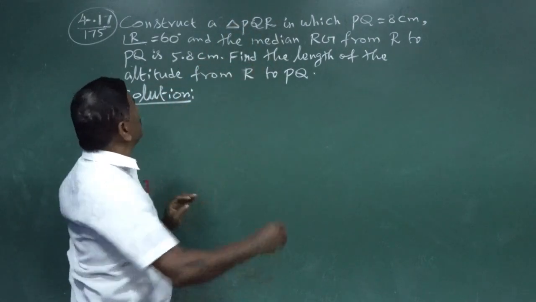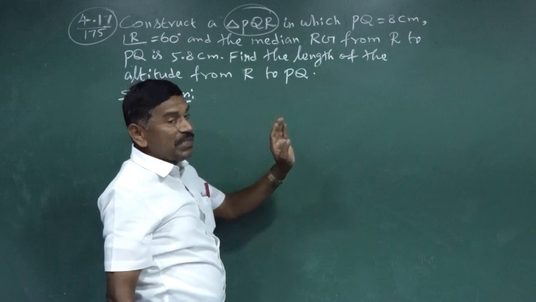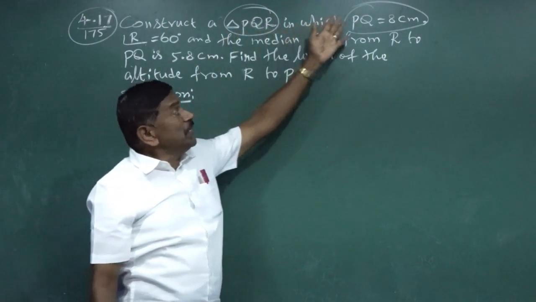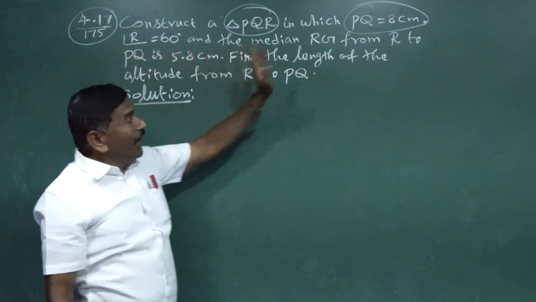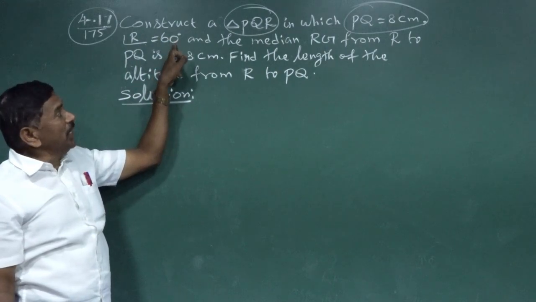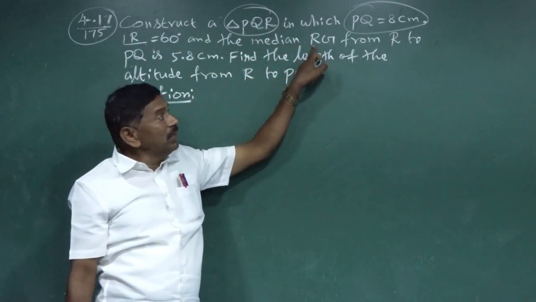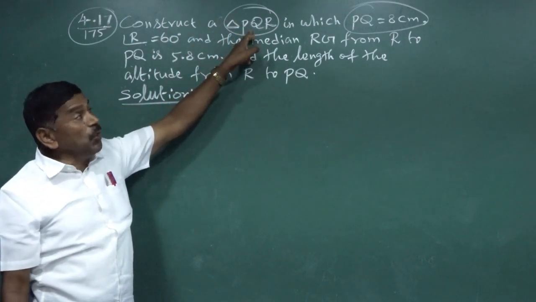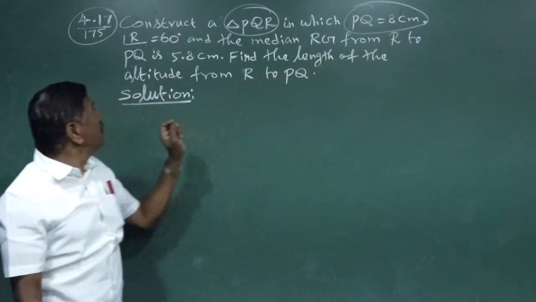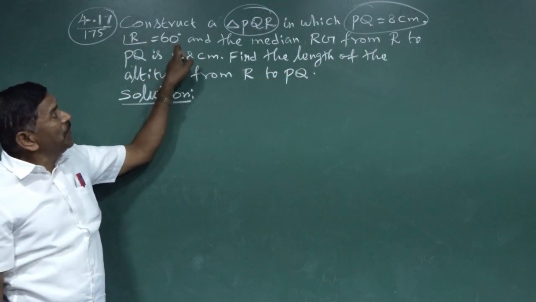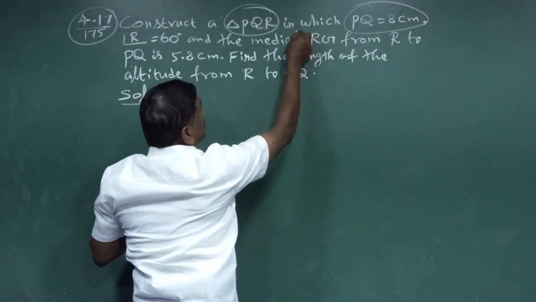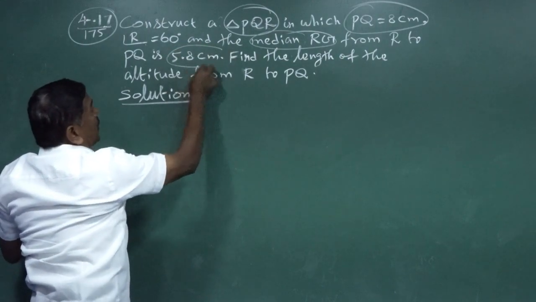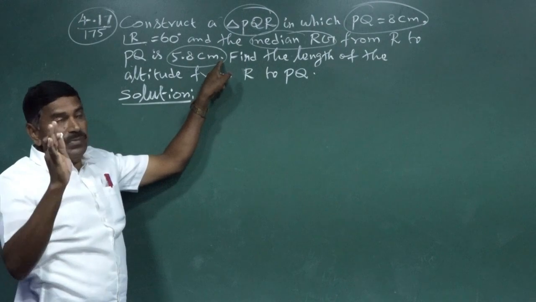Construct a triangle PQR in which PQ is equal to 8 centimeter, and measurement of angle R is equal to 60 degree, and the median RG from R to PQ is 5.8 centimeter. Okay, up to this full stop, one step.